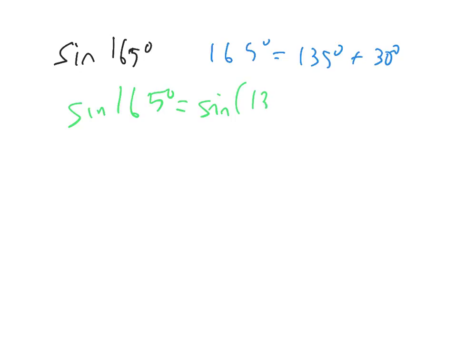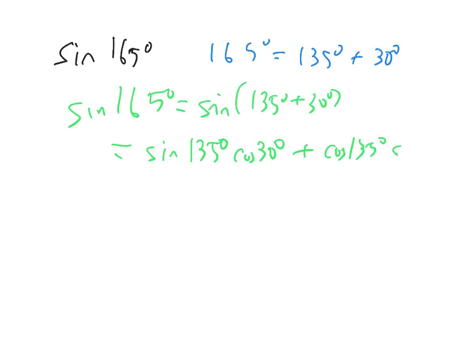We'll say it's the sine of 135 plus 30 degrees, but we also know that sine of a plus b is sine of a cosine of b plus cosine of a sine of b, where here a is 135 and b is 30 degrees. But we can also say that sine of 135 is going to be the same as sine of its reference angle, which is 45 degrees, and it's going to be a plus because we're in second quadrant. And cosine of 30 is going to be, well, just cosine of 30 for now.